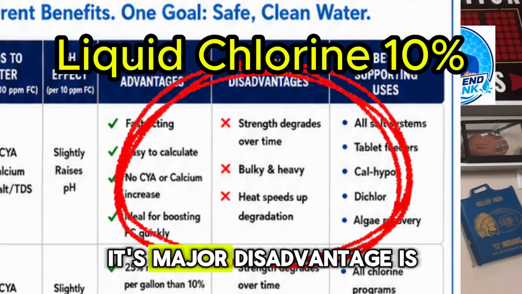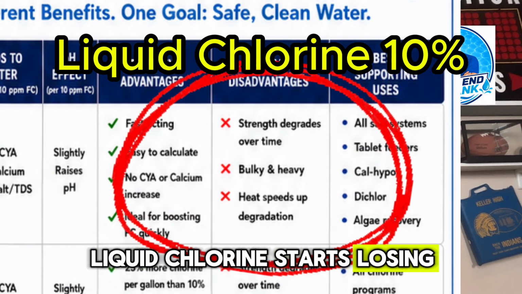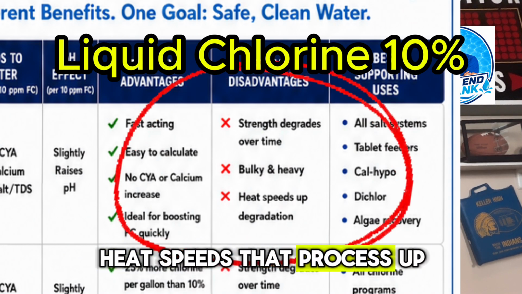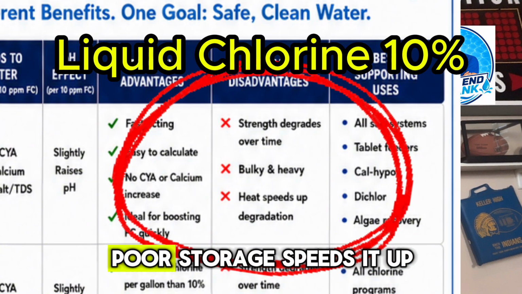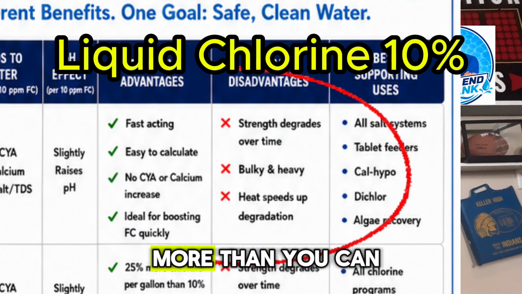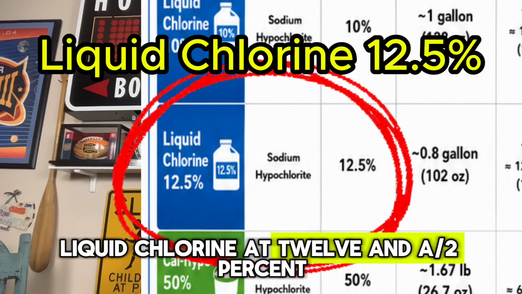Its major disadvantage is shelf life. Liquid chlorine starts losing strength from the time it's manufactured. Heat speeds that process up. Sunlight speeds it up. Poor storage speeds it up. So buy it fresh, store it properly, and do not stockpile more than you can reasonably use in a short period of time.